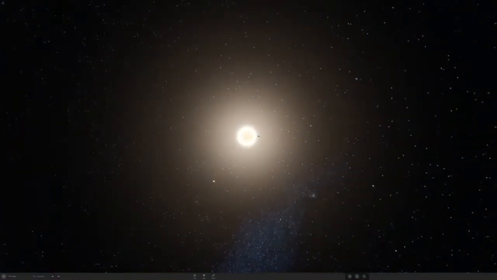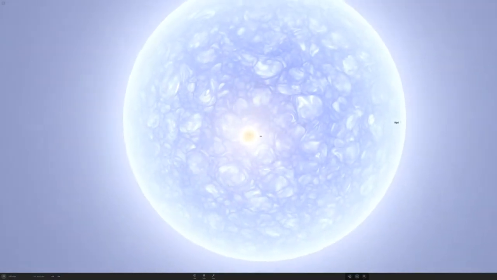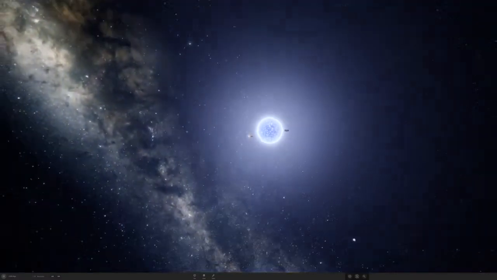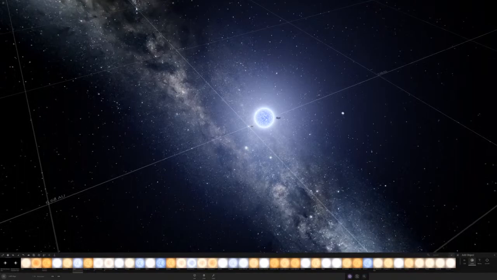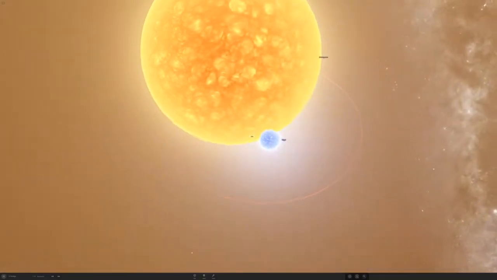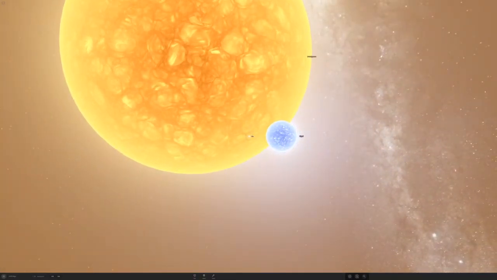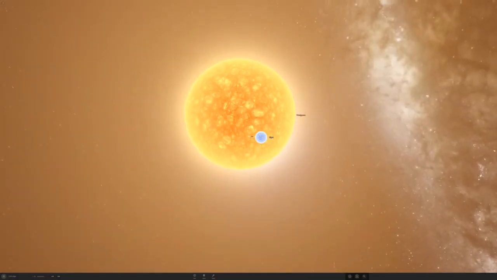Rigel is the knee star of Orion. That's that blue star. Look at how big it is compared to the sun. That's a bit concerning. Again, much, much hotter than the sun, hence the bluish color. We mentioned Betelgeuse. Let's put Betelgeuse in here. Oh, look at that. So the sun is there. Rigel is here. Betelgeuse is there.